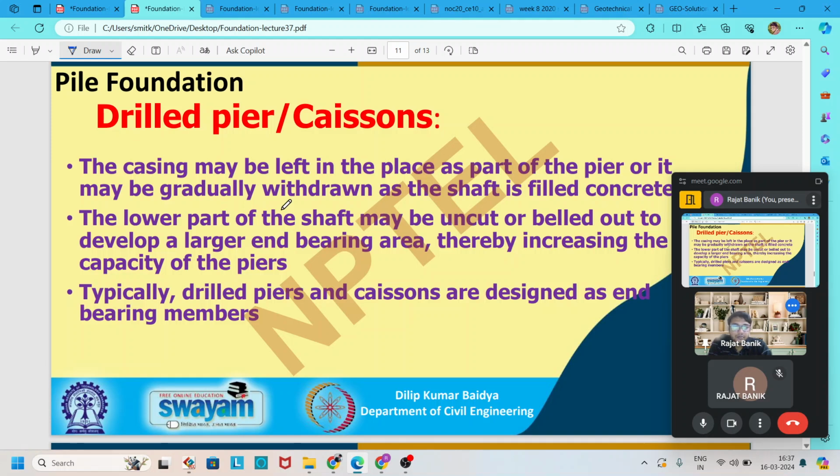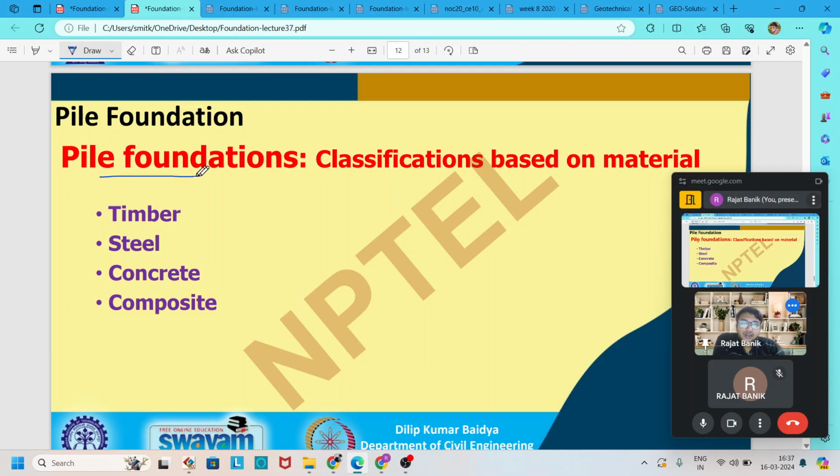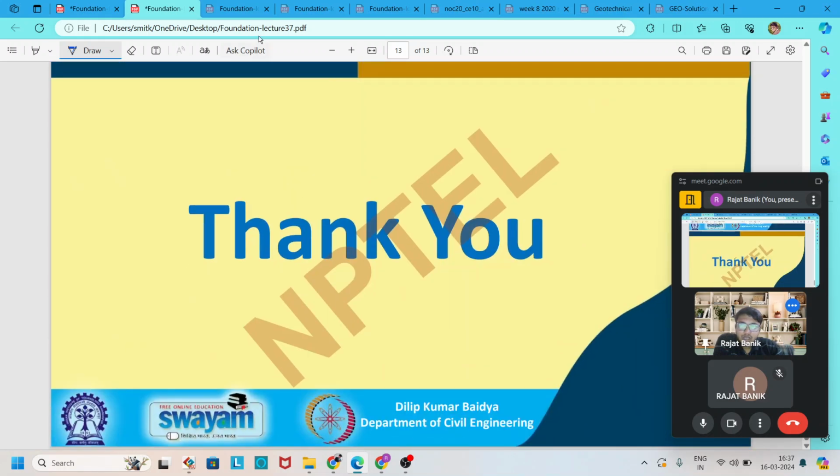The lower part of the shaft may be underreamed or belled out to develop a larger end bearing area, thereby increasing the bearing capacity of the pier. Typically, drilled piers and caissons are designed as end bearing members, and we classify pile foundations based on the material. So there may be timber pile, steel pile, concrete pile, or composite of steel and concrete.